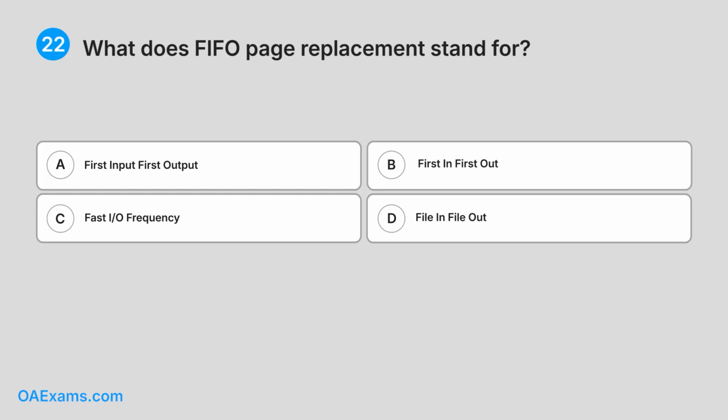A. First input, first output. B. First in, first out. C. Fast I/O frequency. D. File in, file out. Can you guess the answer?